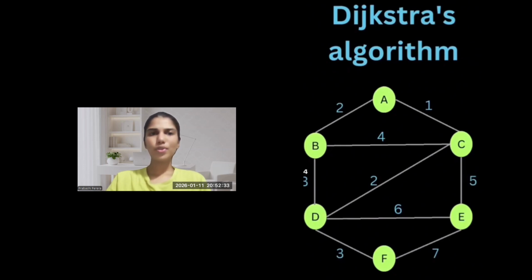The next closest node is D with distance of 3. From D going to F costs 3 plus 3 equals 6. So we update, F becomes 6. We have now reached node F. The shortest path from A to F is A, C, D, F with a total cost of 6.